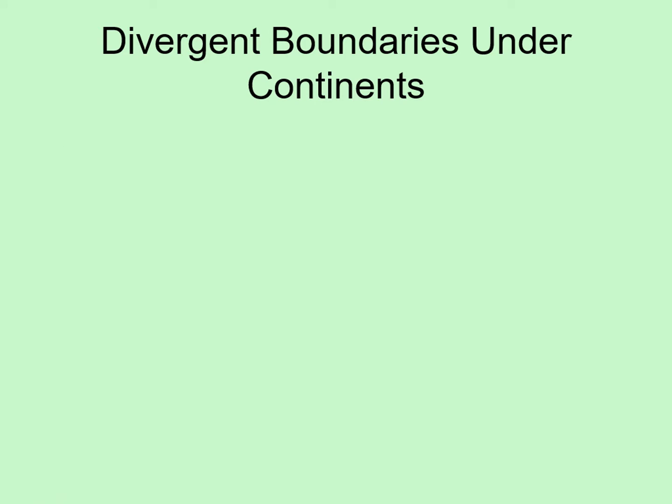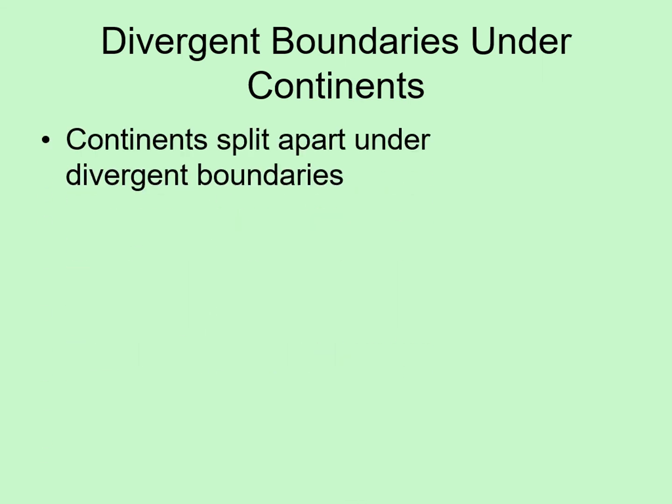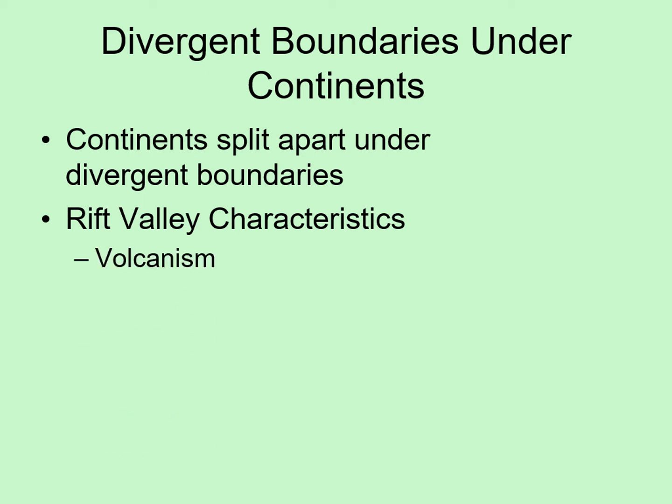Sometimes the mantle upwelling happens under a continent instead of in the middle of the ocean. When this happens, the continental crust begins to thin and eventually split apart. This creates a feature called a rift valley on the continent. These are characterized by active volcanoes, long, narrow valleys, and lots of earthquakes.